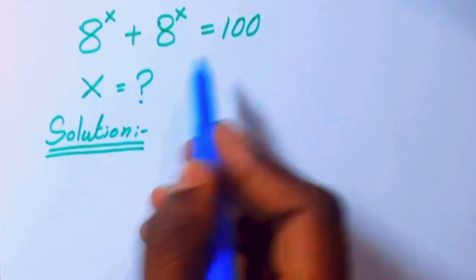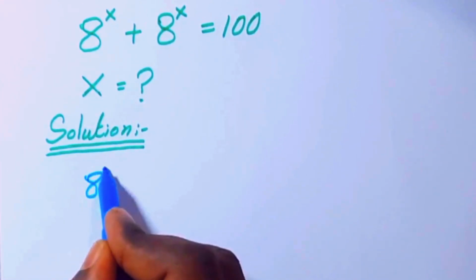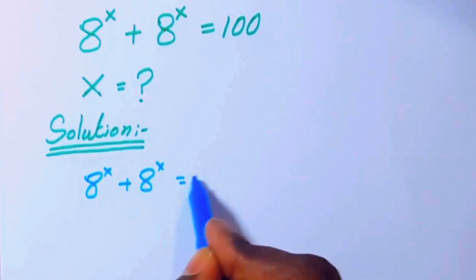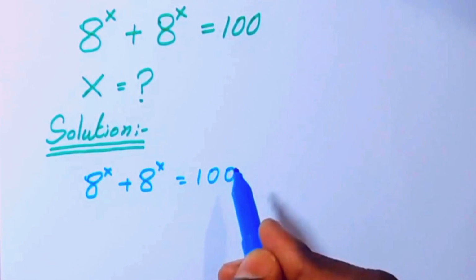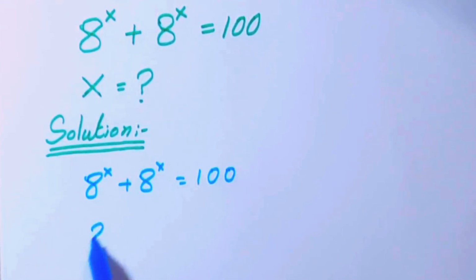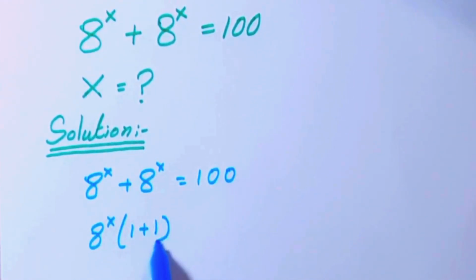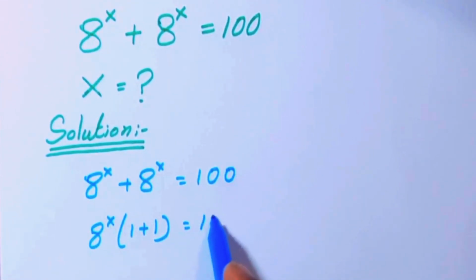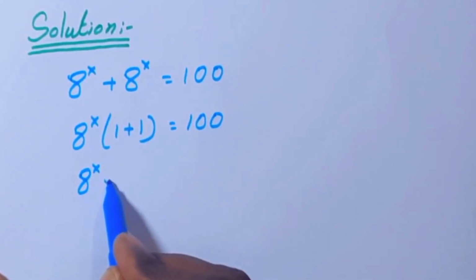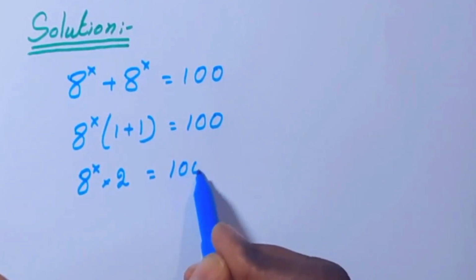Today we are going to solve this equation to find the x value. Solution: 8 power x plus 8 power x equal to 100. Now we are going to take common out 8 power x, open bracket 1 plus 1, equal to 100. Now 8 power x times 2 equal to 100.